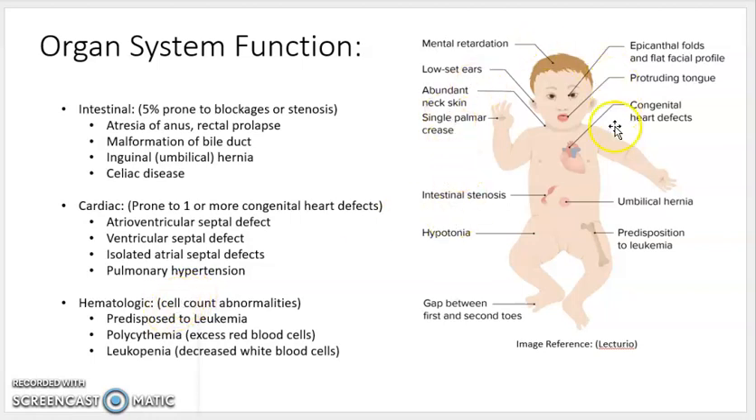And over here is an image of a Down syndrome baby and mental retardation, low set of ears, abundant neck skin, singular palmar crease, intestinal stenosis, hypotonia, gap between first and second toes, predisposition to leukemia, which I've said, umbilical hernia, protruding tongue, congenital heart defects, and epicanthal folds and flat facial profile.